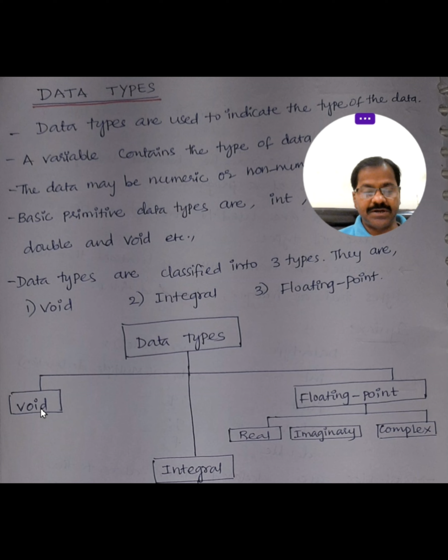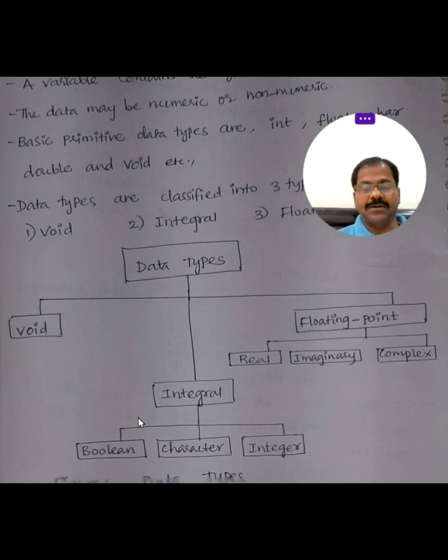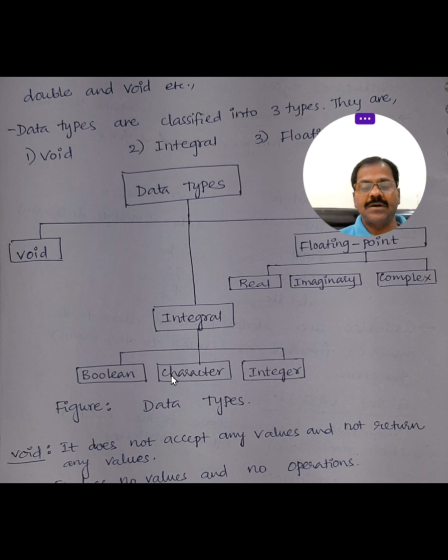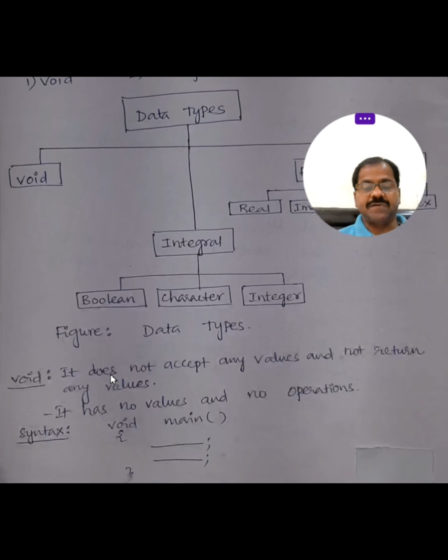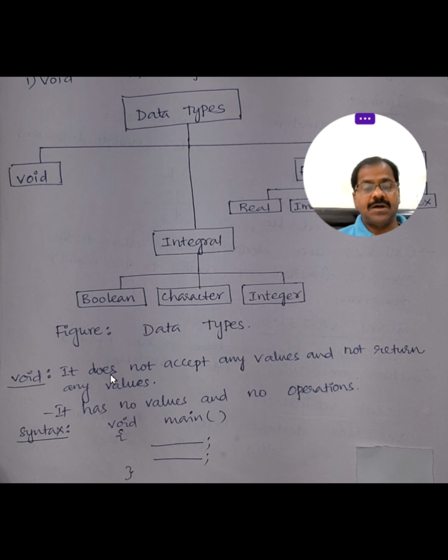Here void means it doesn't return any value. Next, integral. Under the integral we have boolean, character, integer. Here boolean means true or false values. True will be represented with 1, false will be represented with 0. Okay, you see here character. Next, integer.